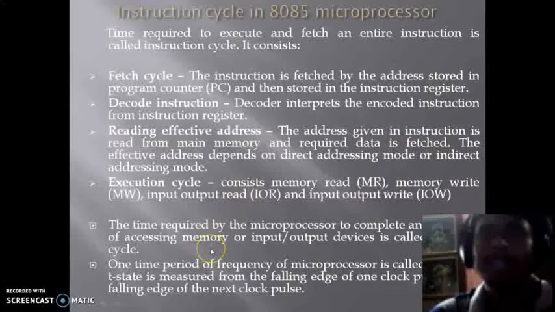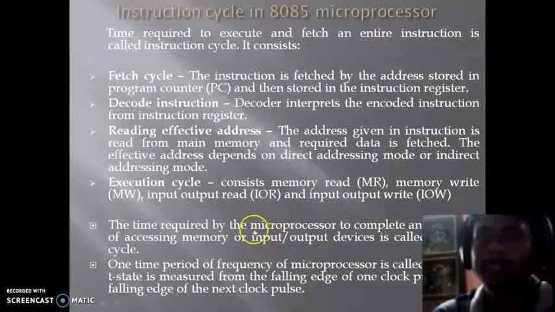Now, the instruction cycle in the 8085 microprocessor is basically the time required to fetch and execute an entire instruction. To execute an instruction, we need to fetch the opcode that is stored at an address, and then we have to perform different cycles like input output read, input output write, memory read, and memory write execution cycles.